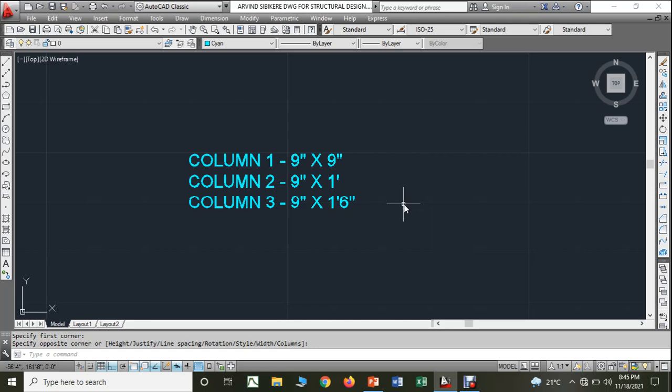So we have assumed the preliminary dimensions. Whatever these dimensions are, they are the preliminary dimensions of the column. Like this, we have now assumed the preliminary dimensions.